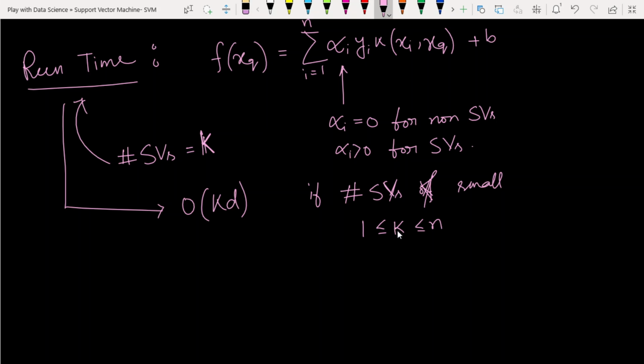But in general, we have to consider the worst case always. Here k could be anything, it lies between 1 and n. So suppose in the worst case k is very large, equal to n. In such a scenario this model is not workable, it is not perfect, because the runtime is increased. Okay.